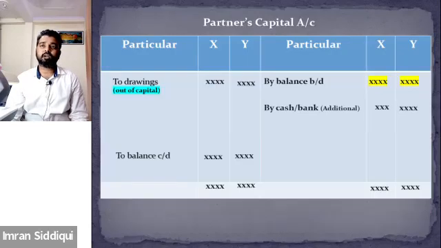This is how the partner's capital account looks under the fixed capital method. On the right hand side, we have the opening balance b/d, then the additional amount of capital. And on the left hand side, we have the drawings, and you have to remember that only those drawings which are made out of capital will be recorded under the partner's capital account.